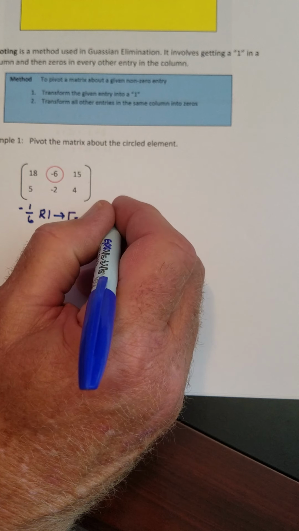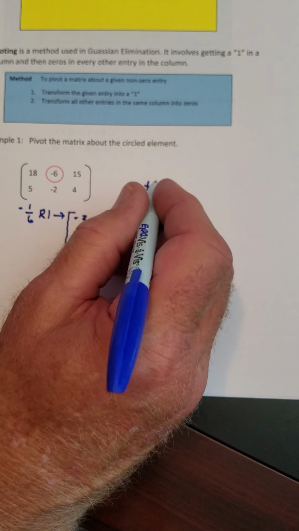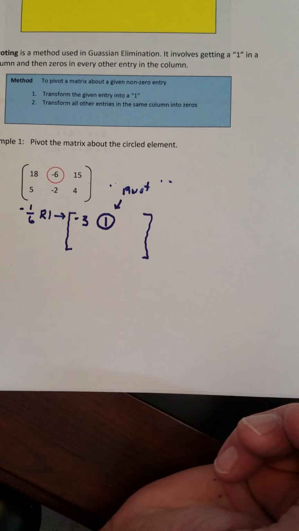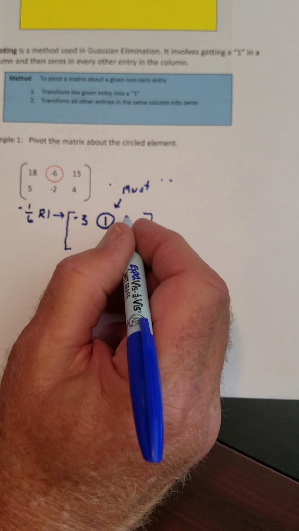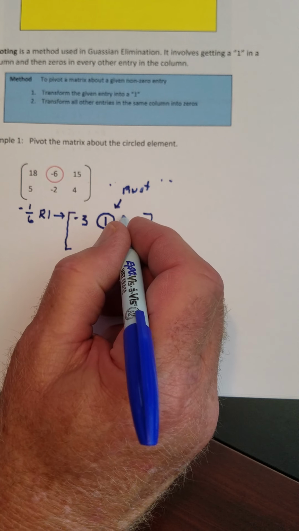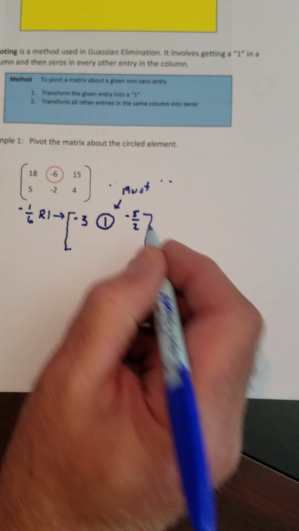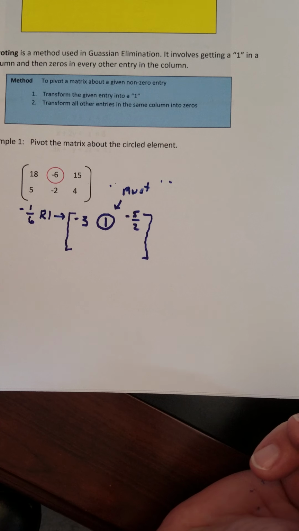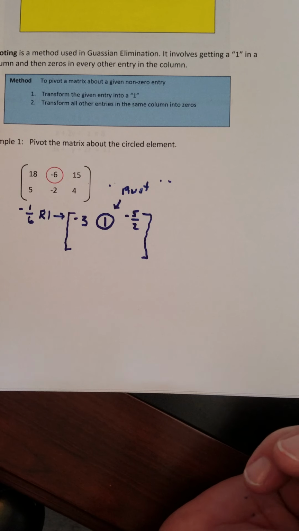And we'll talk more about this later, but I'm going to circle that. That becomes what we call the pivot. When you multiply to get a 1, you get a pivot. And then -1/6 times 15, that's -15 over 6, or -5 halves.